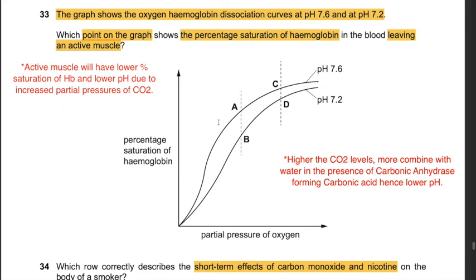Therefore, if we go through the answers A, B, C and D, answers A and C are incorrect because they have a higher percentage saturation of hemoglobin, whereas in an active muscle, they should have lower percentage saturation of hemoglobin at the same partial pressures, leaving us with the answer being either B or D. Why is D incorrect? Because D has a higher partial pressure of oxygen than B, whereas muscles have lower partial pressure of oxygen. Therefore, the answer is B.